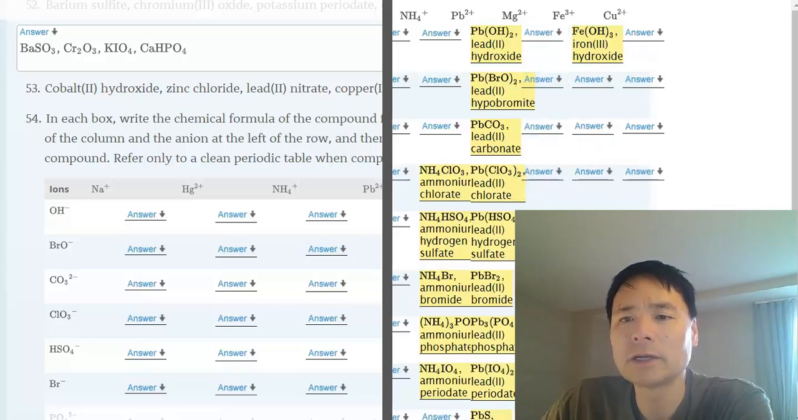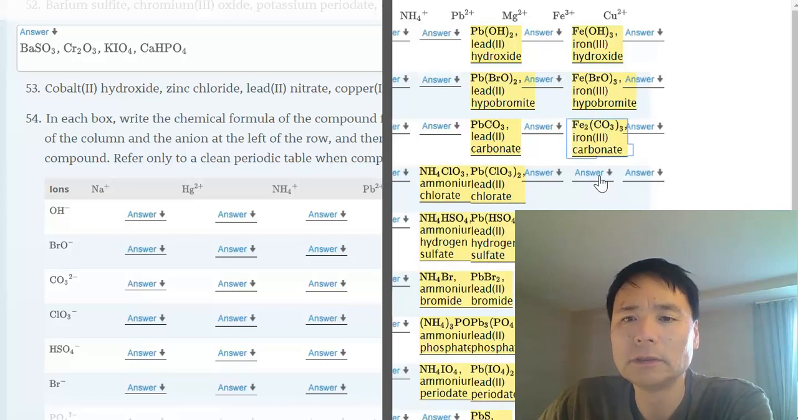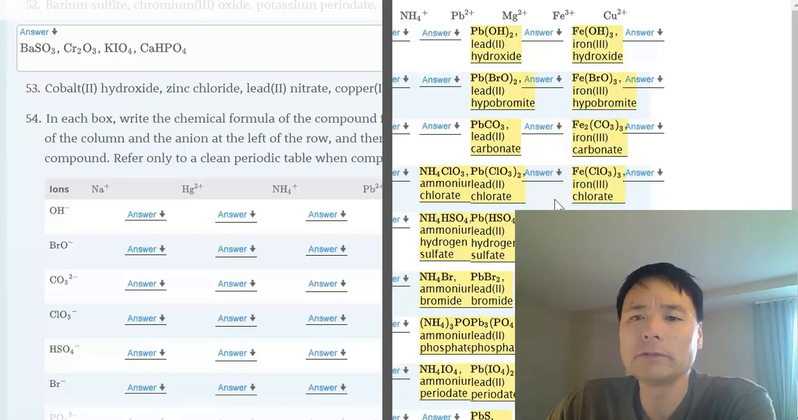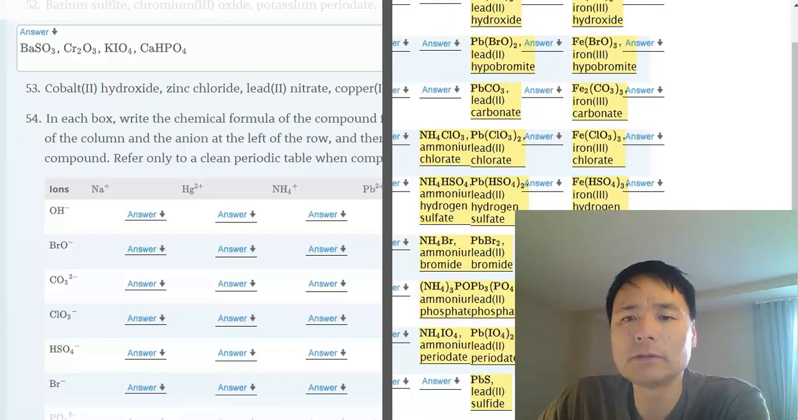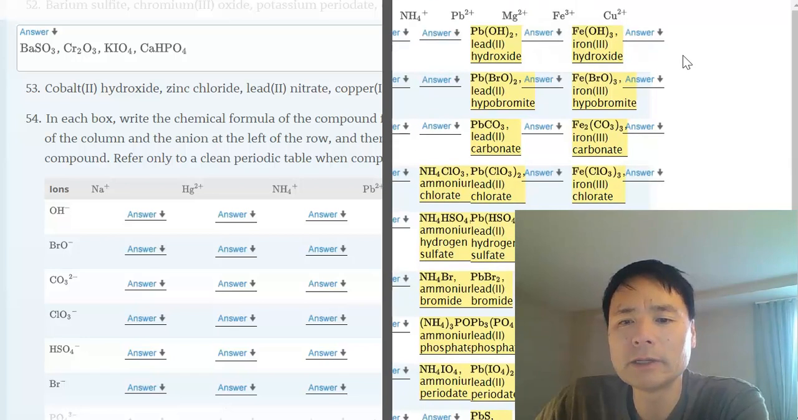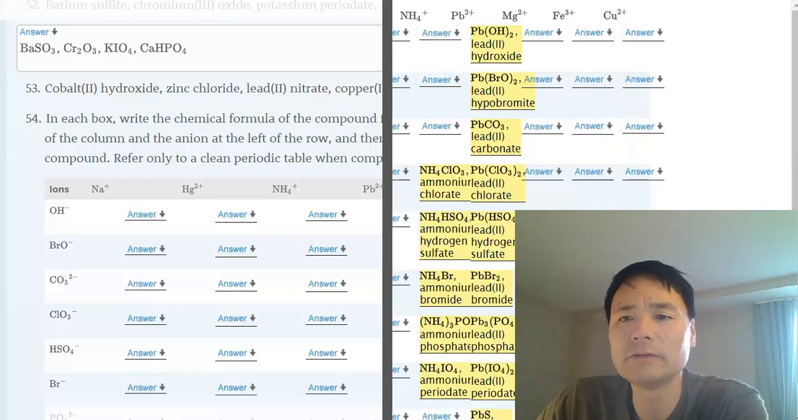So iron(III) hypobromite, iron(III) carbonate, iron(III) chlorate, iron(III) hydrogen sulfate, iron(III) bromide, iron(III) phosphate, iron(III) periodate, iron(III) sulfide, and finally copper. Copper is a 1,2. So these are all going to be the same thing except with copper(II) instead.